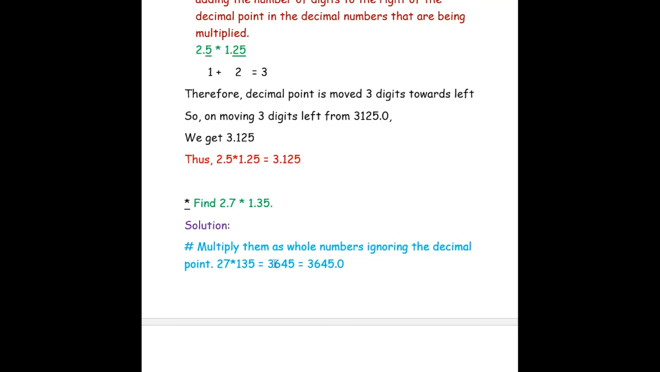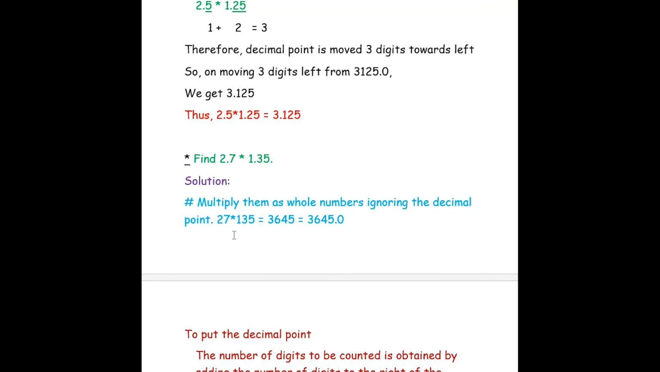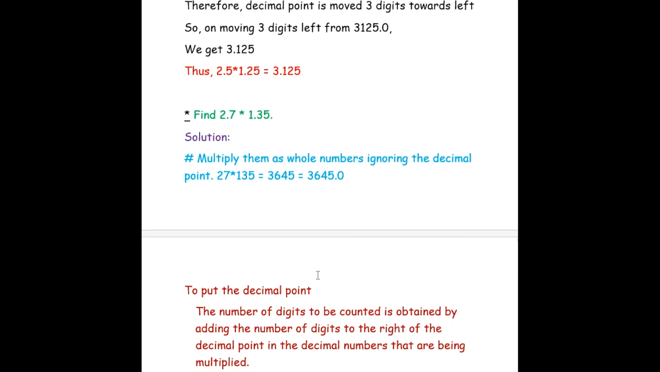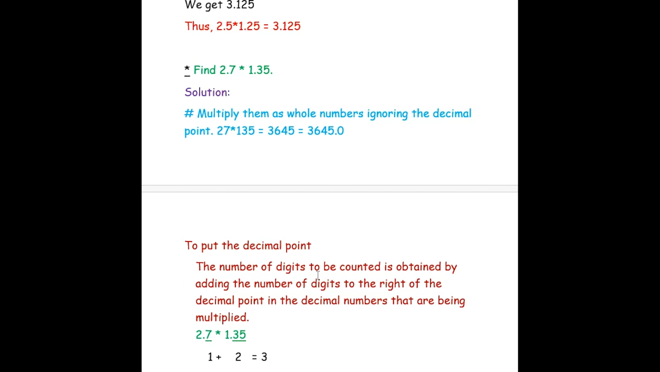Next question is find 2.7 into 1.35. Solution. First step, we want to multiply it as a whole number ignoring the decimal points. That is 27 into 135. If you do normal multiplication, your answer will be 3645. Next we want to express it as a decimal number without changing the value. We can write it as 3645.0.